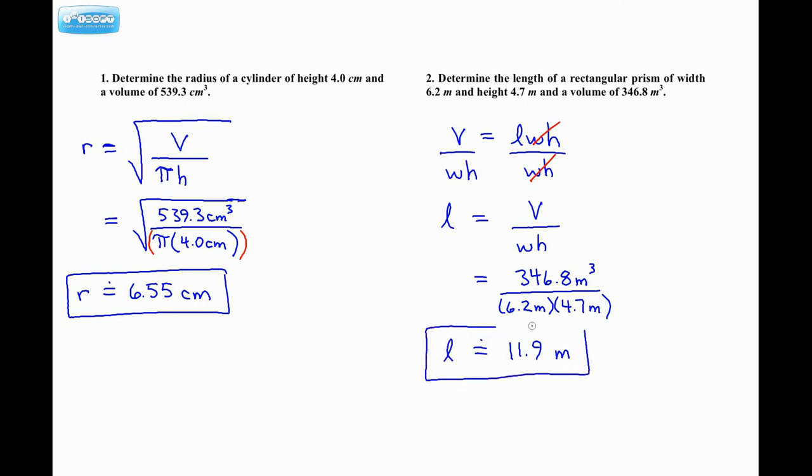Okay. And of course you can check. If you take this length and you multiply it by the width times the height, it should give you this original volume back. In fact, I'll check that right now. Yep, it works.